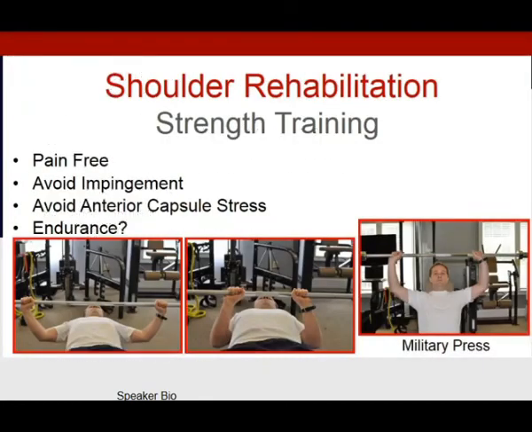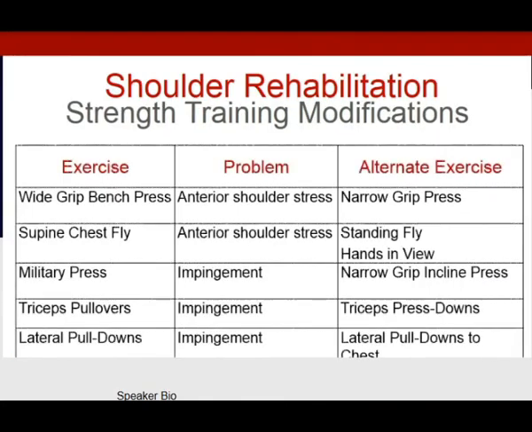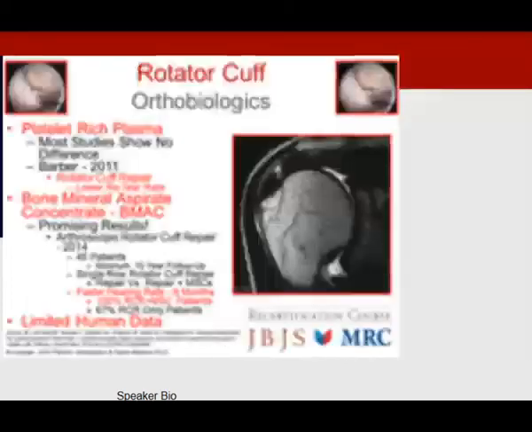Strength training is important with pain-free, avoid impingement, avoid anterior capsular straps. Avoid the military press seen here on the right-hand side. Perhaps substitute an incline press. And if you're someone that likes to go to the gym, here are some of the exercises that are problematic and an alternate exercise for strength training modifications.